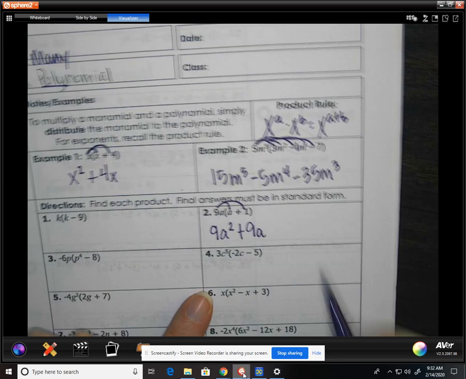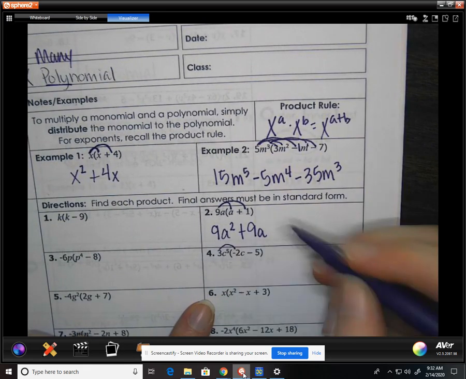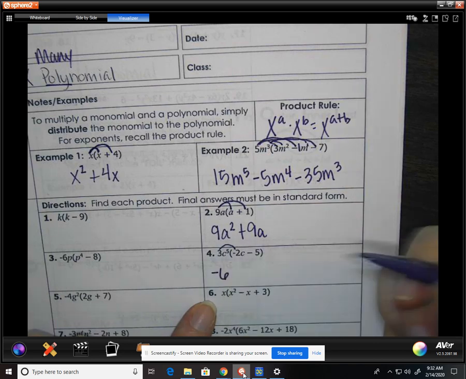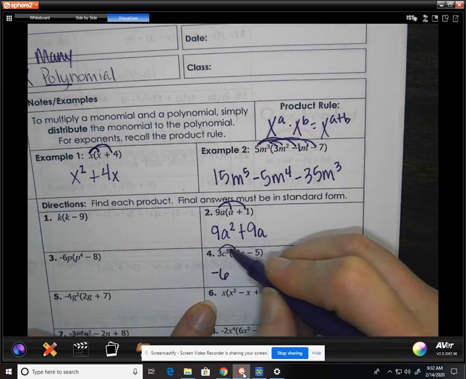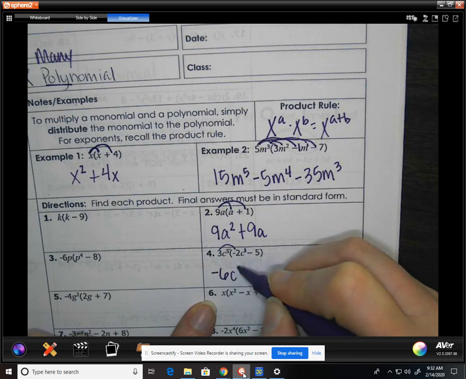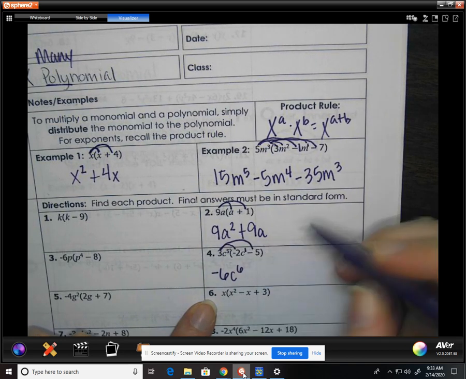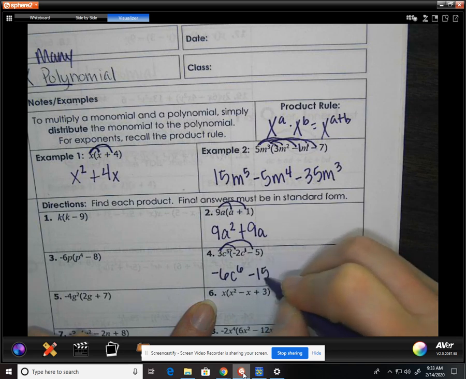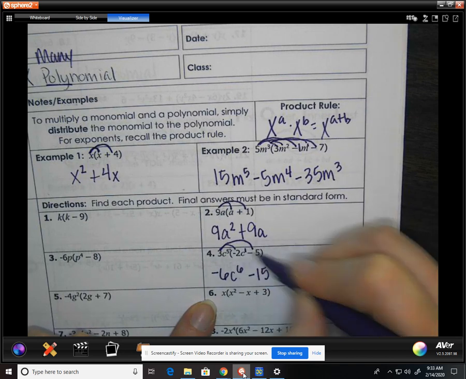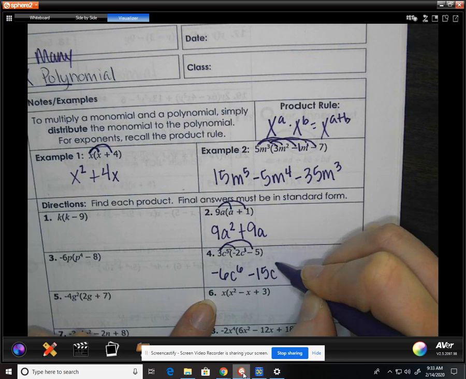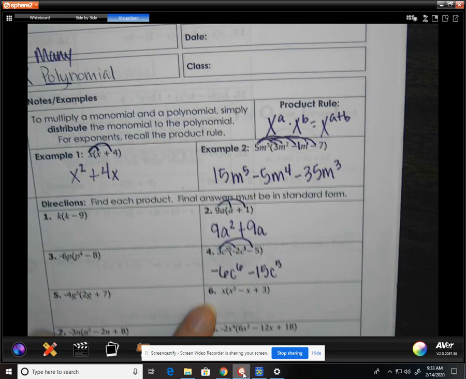Okay, when I move to example 4, we're going to do 3 times negative 2, which is negative 6. And then a 5 plus a 1 gives me c to the 6th. So I add 5 plus 1. And then I do 3 times negative 5, which is negative 15. And I have a c to the 5th, and there's no c's here, so 5 plus 0 is 5.